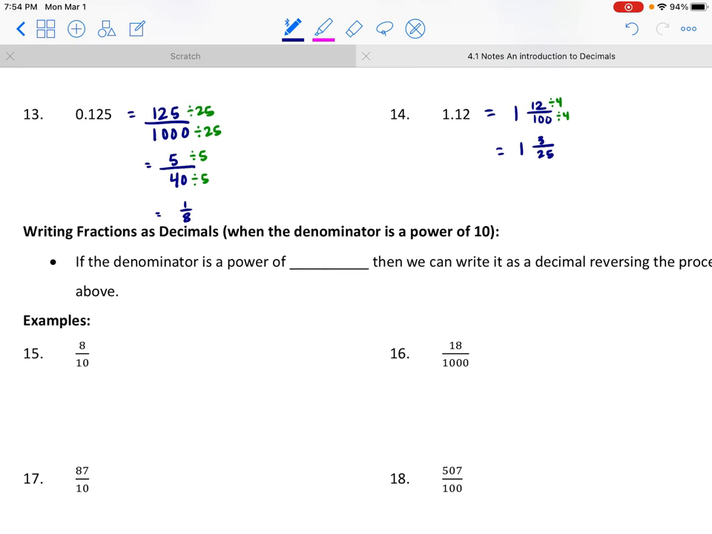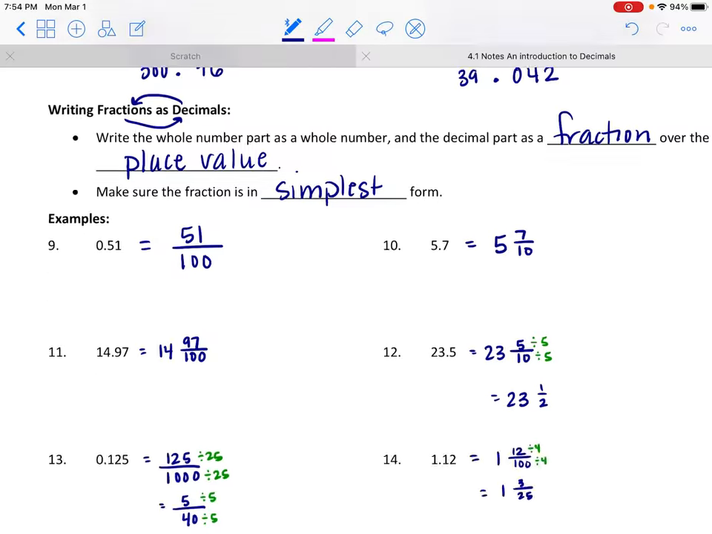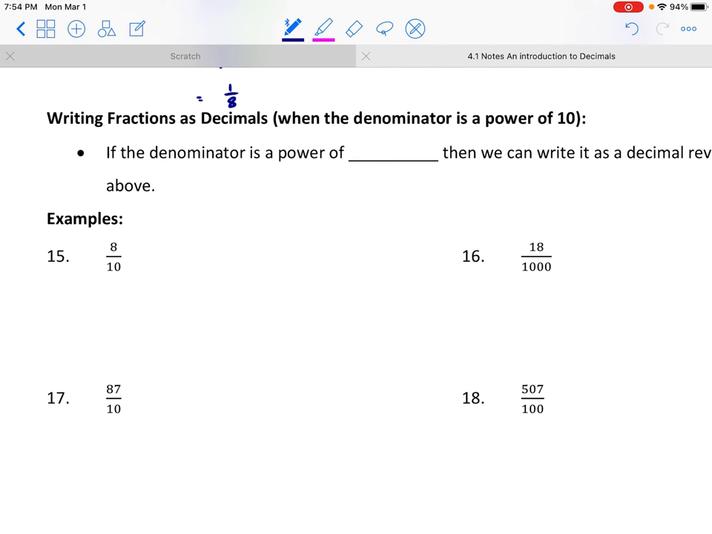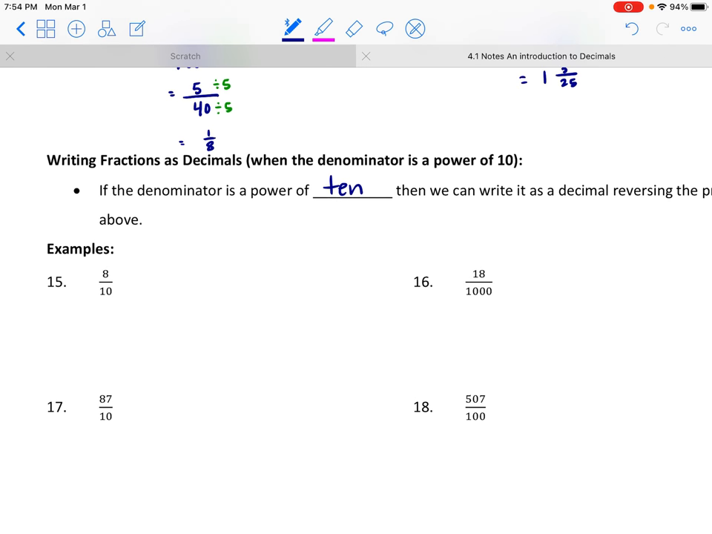All right. Now writing fractions as decimals. We're going to practice writing a couple fractions as decimals. This is when the denominator is a power of 10. And when that denominator is a power of 10, meaning it's 10 or 100 or 1,000 or 1 with a certain number of zeros, we're just going to reverse the process that we looked at a second ago.